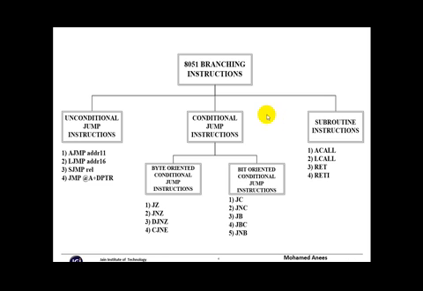So in 8051, branching instructions are classified as unconditional jump instructions, conditional jump instructions, and subroutine instructions. In module 2, we shall be discussing unconditional jump instructions and conditional jump instructions. Subroutine instructions will be discussed in module 3. Fine. So in the next class, we shall start with unconditional jump instructions.